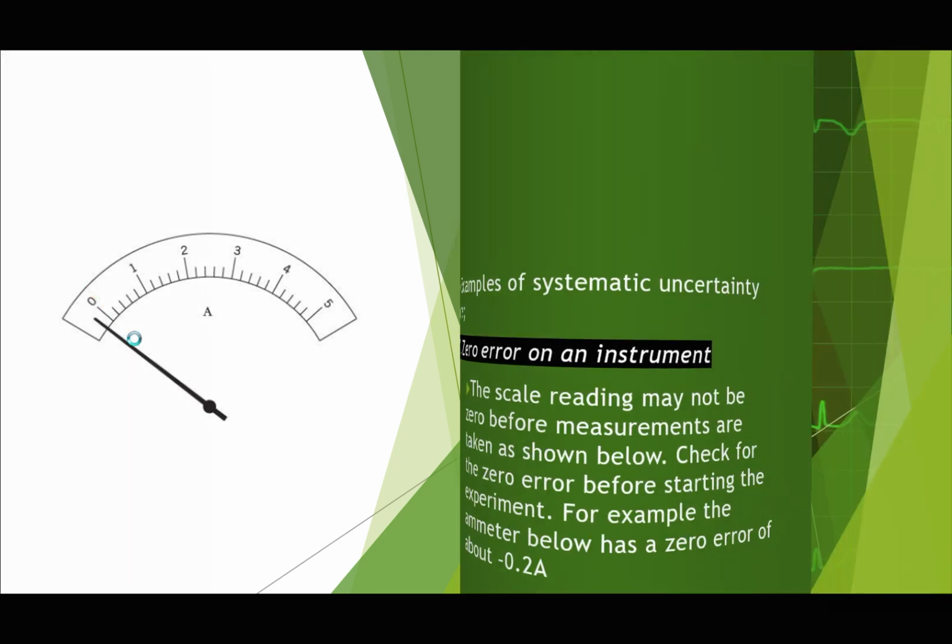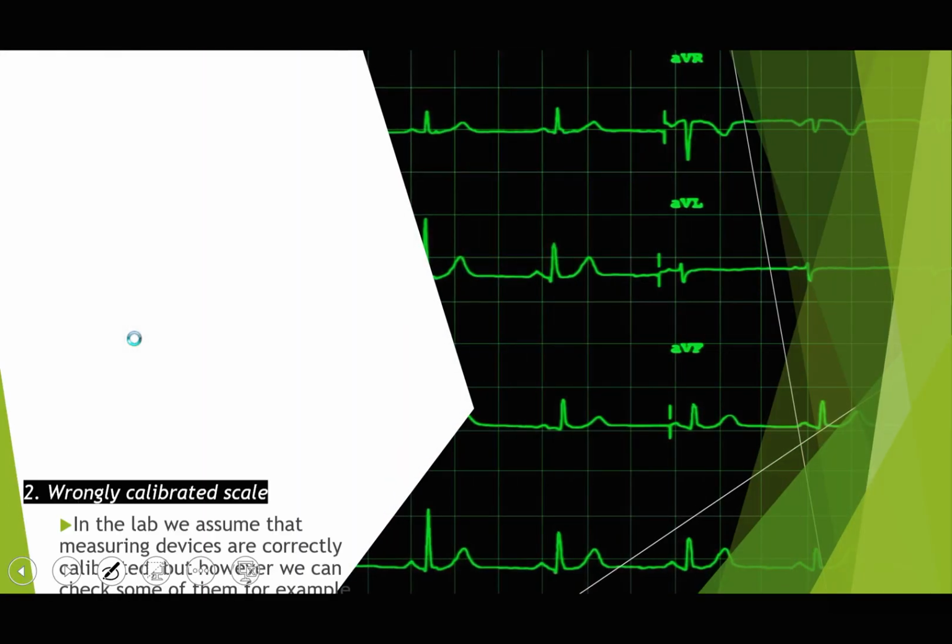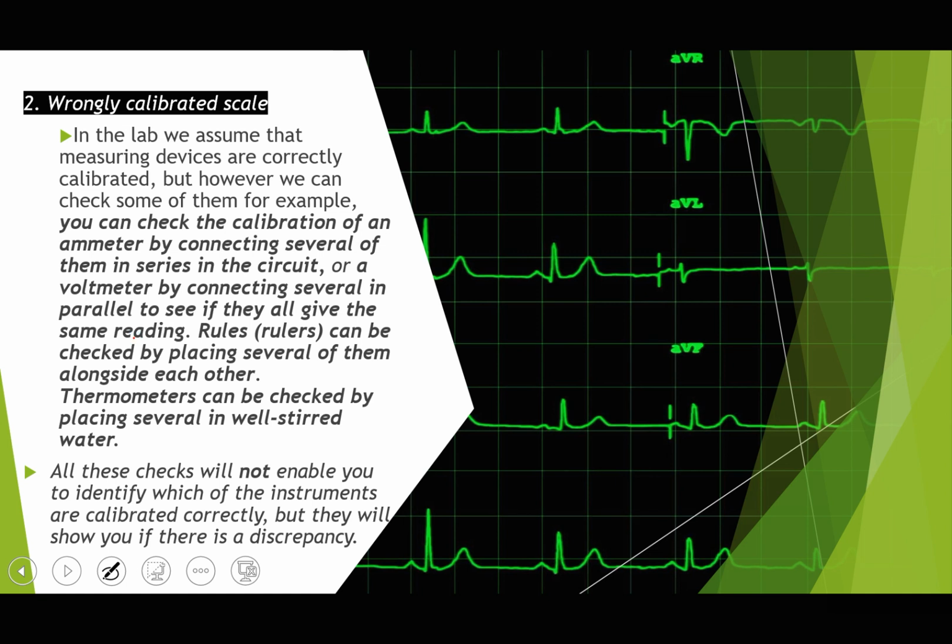Number two, we have what we call wrong calibration of the scale. Have you ever tried to measure the same distances or the same lengths using three different rulers and you end up getting slightly different values? The values may vary in at least 0.1 centimeters. That is approximately 1 millimeter.